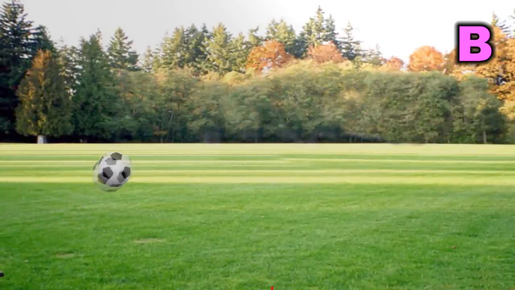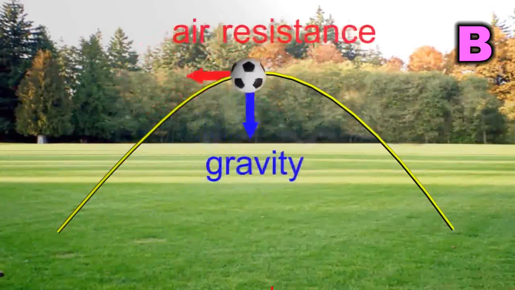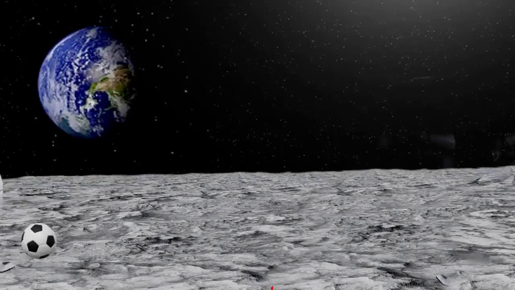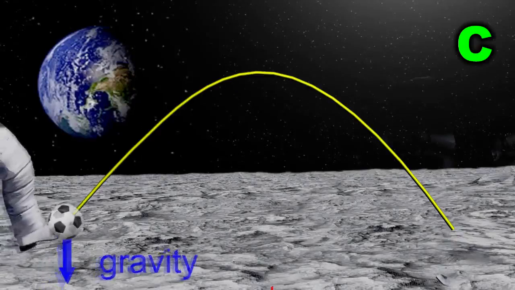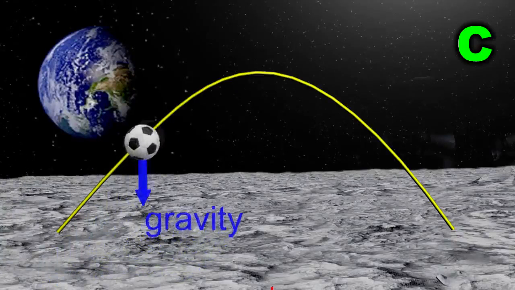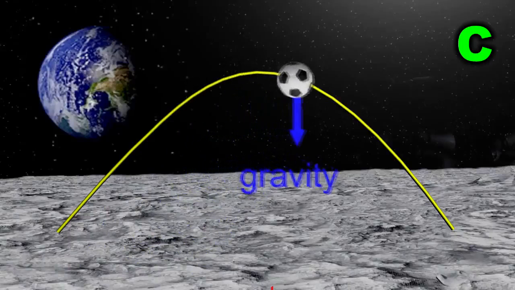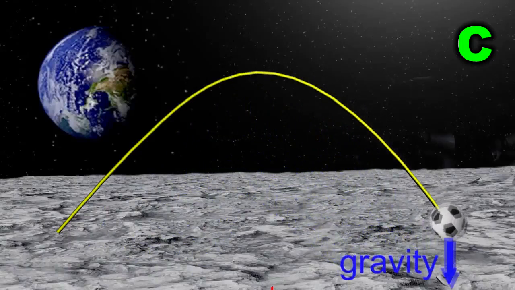B: The footballer shoots the ball. Answer B: Because the ball is thrown in the air, there is resistance, so this is not a free fall. C: Throw a ball at the moon obliquely. Answer C: Because the moon has no atmosphere, there is no air resistance, and the only force on the body is gravity. So this move is free fall.